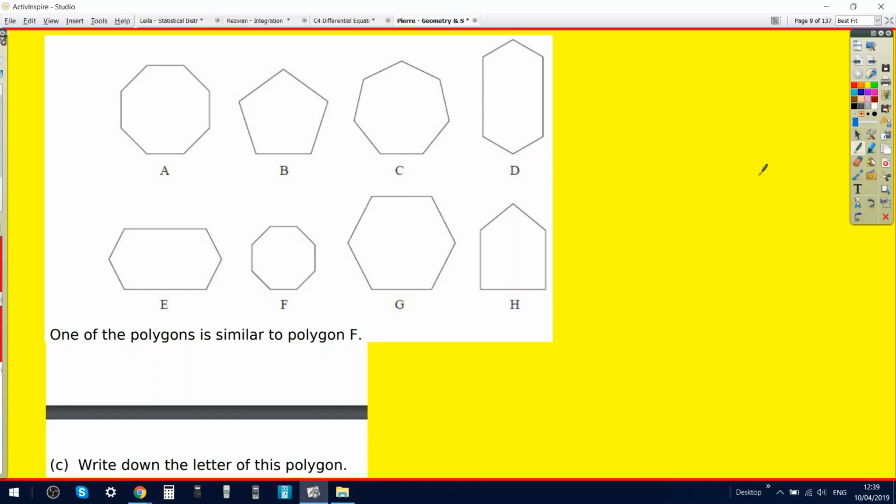Okay. How about this one? It's D and E again. So they are congruent. This time it says one of the polygons is similar to F. That would be A. Yes.